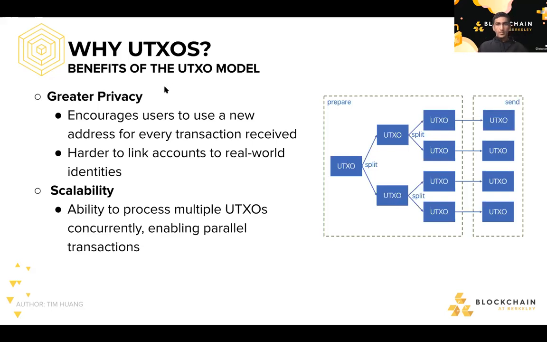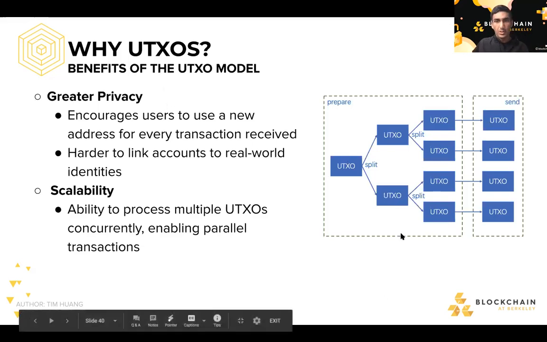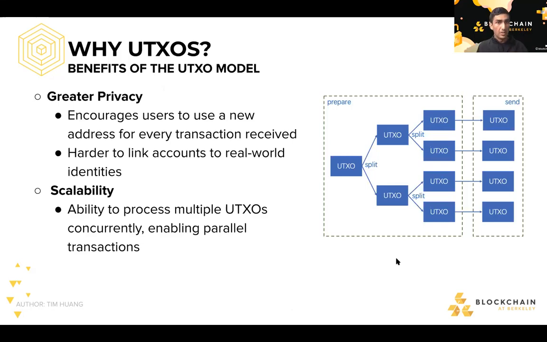And now let's go back to the previous question of the UTXO model versus the Ethereum model. In the UTXO model, you encourage users to use a new address for every transaction received. And it's harder to link accounts to real world identities because you have to trace these UTXOs back and forth. It also allows for scalability because you can process multiple UTXOs concurrently, and that enables parallelism in the Bitcoin system.